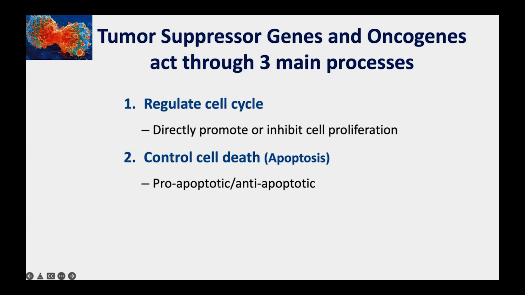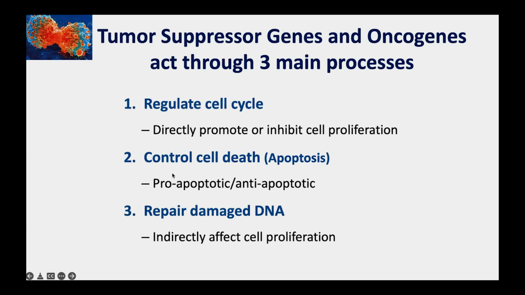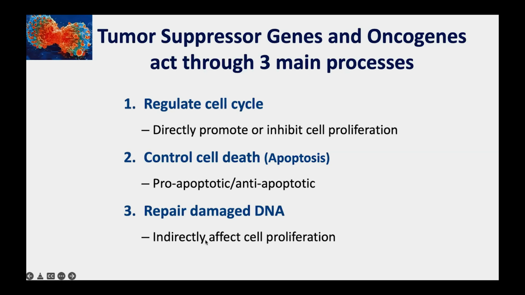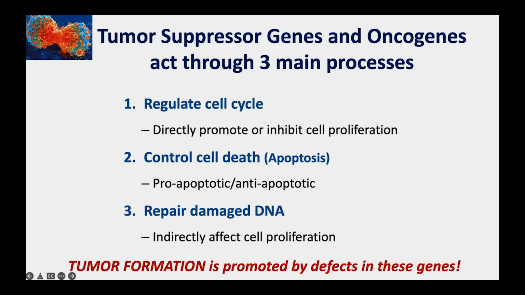The other process is controlling cell death, and there are genes that both promote cell death and genes that prevent cell death. The third process involved with cancer development is repairing DNA damage. If damage is not repaired, mutations can accumulate, and that is a bad thing that can lead to promoting the cell cycle, so that more indirectly affects cell proliferation. Tumor formation is promoted by defects in these genes. I'm going to talk in more detail about the function of these genes.